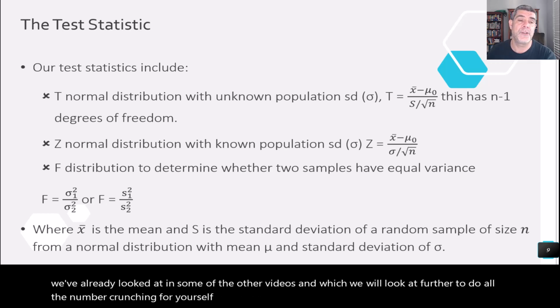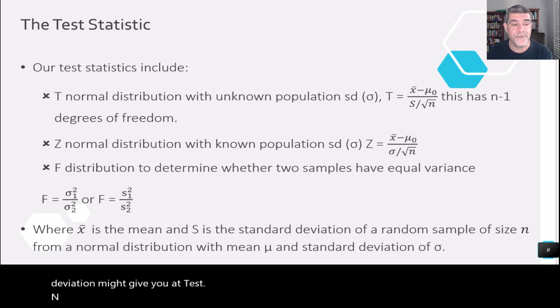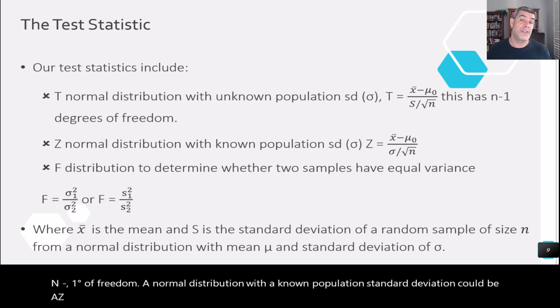So a normal distribution with unknown population standard deviation might give you a t-test, n-1 degrees of freedom. A normal distribution with a known population standard deviation could be a z. Distribution to determine whether two samples have equal variance could be an f.